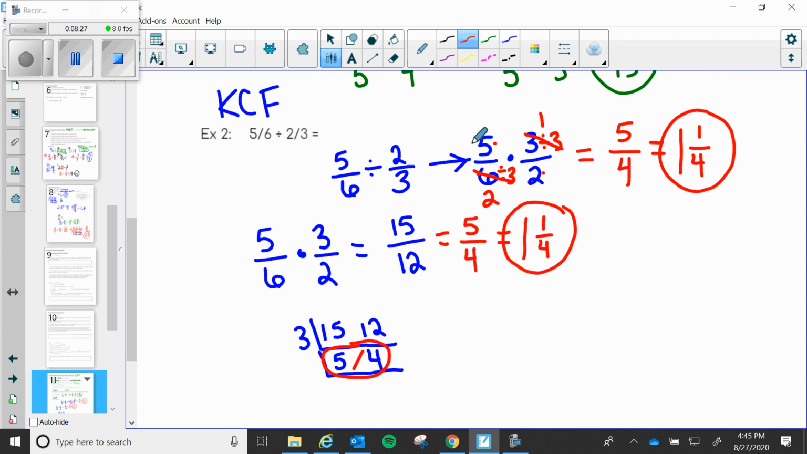If you don't feel comfortable using cross simplifying, that's totally fine. It's not for everybody. I highly suggest you use GCF to simplify if you don't choose to cross simplify, but I want you to use whichever method makes you the most comfortable and makes the most sense to you.